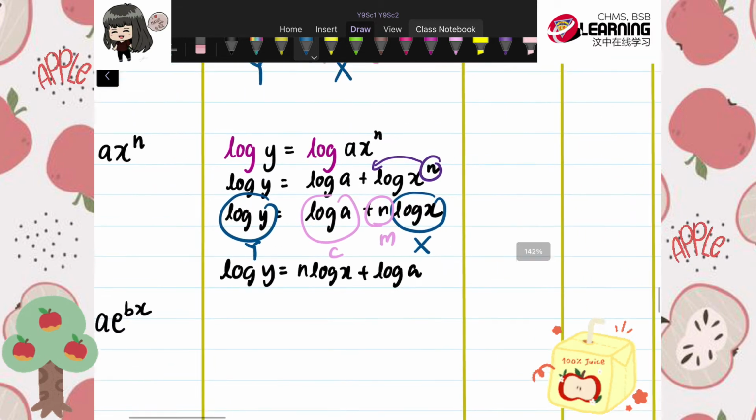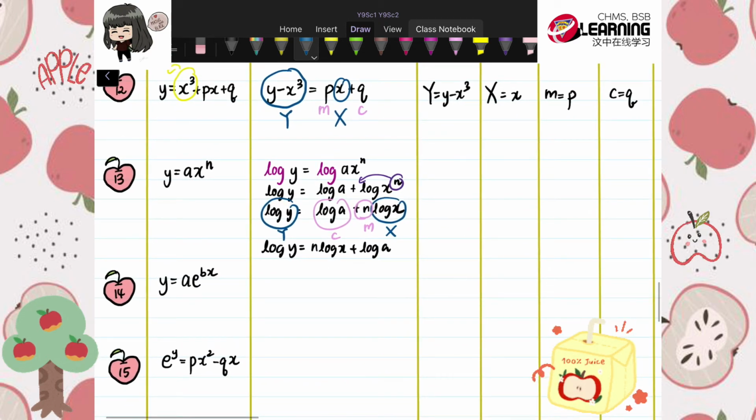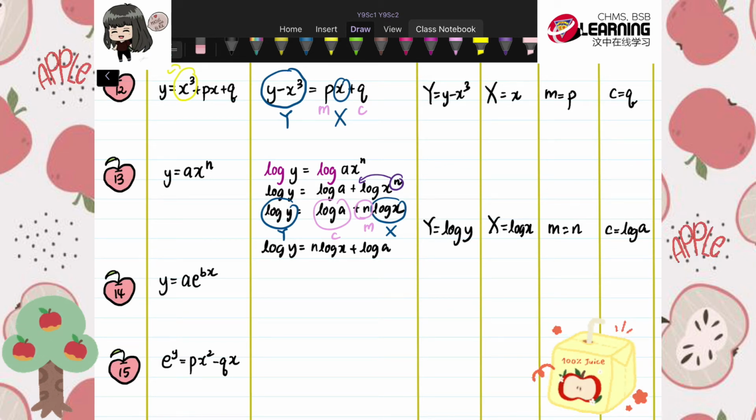Or if you leave it like this, it also works, as long as you can see which one is your big Y, big X, M and C. Okay, so Y is equal to log Y, X is equal to log X, your M is n, and your C is log a. Okay, that's for question 13. Now let's look at question 14.